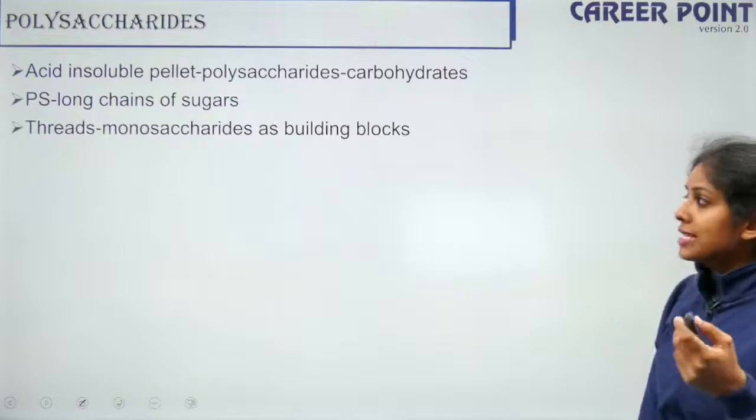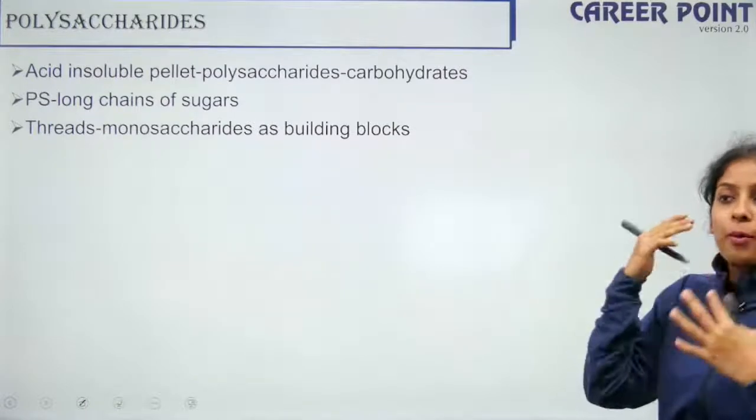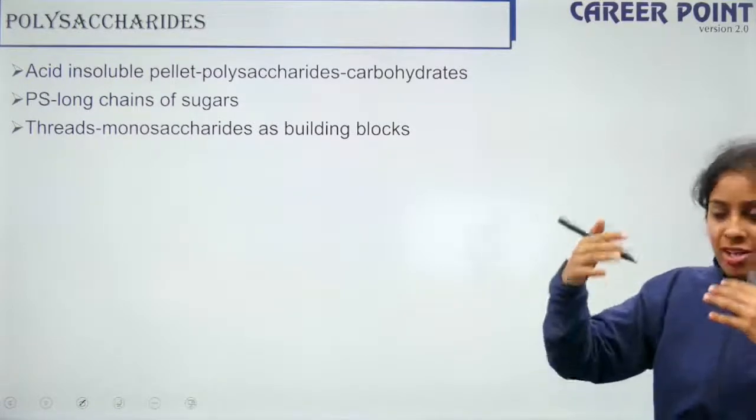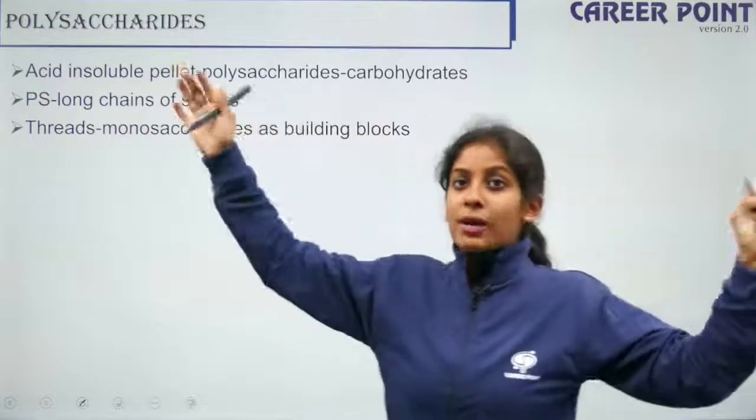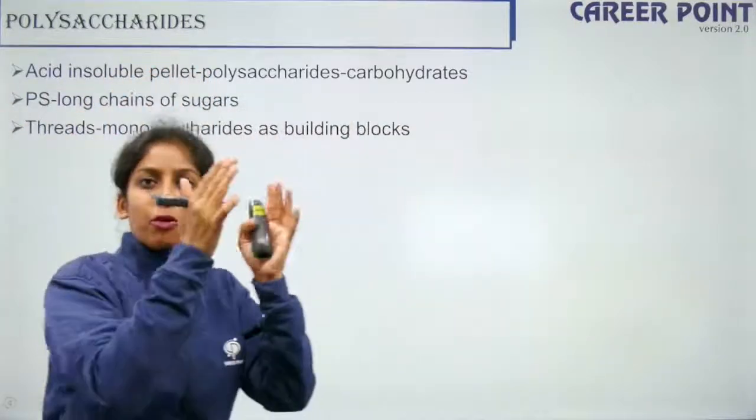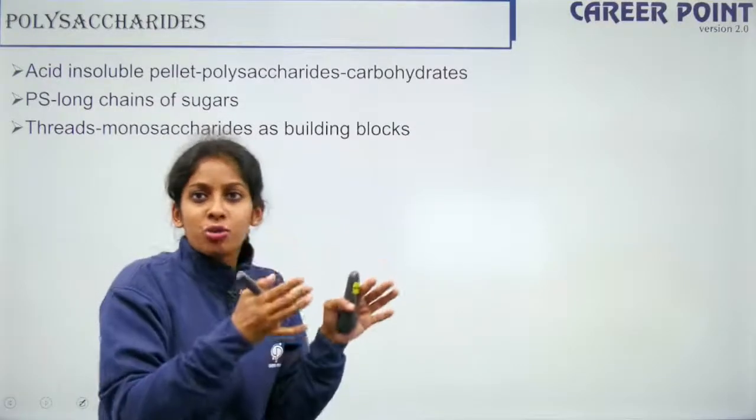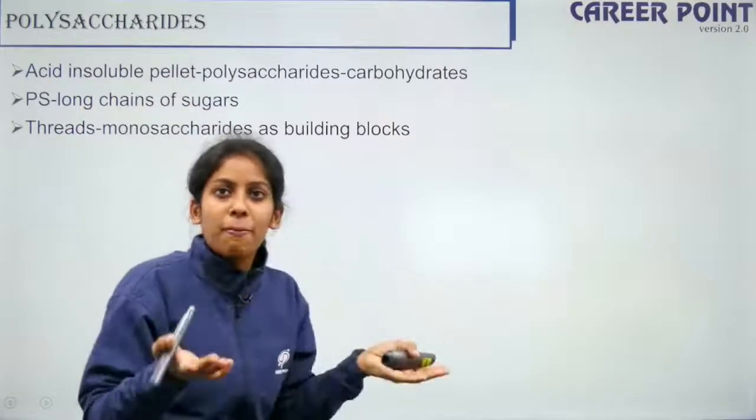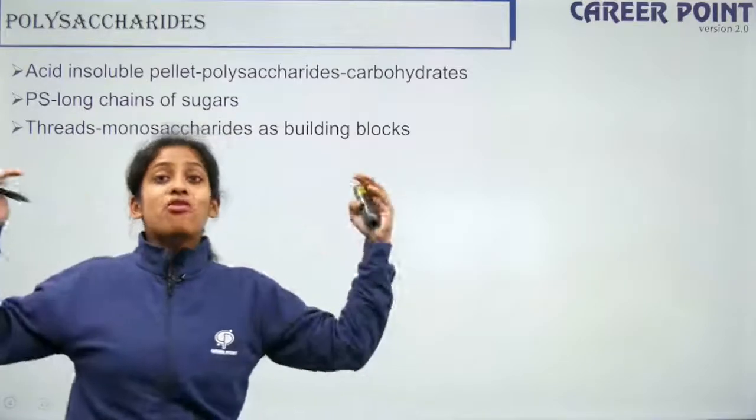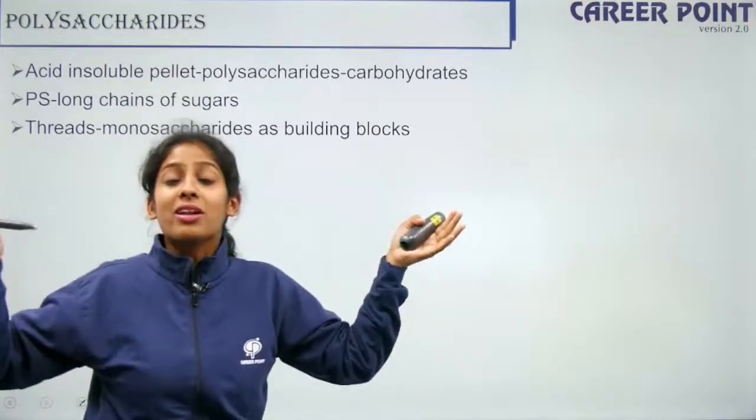So these are monosaccharides which make up your chain. So it is a long chain. So polysaccharide is a huge molecule. It is made up of individual units. Think of a train. A train is made up of many compartments, where each box is a compartment. So that is how your polysaccharide is.